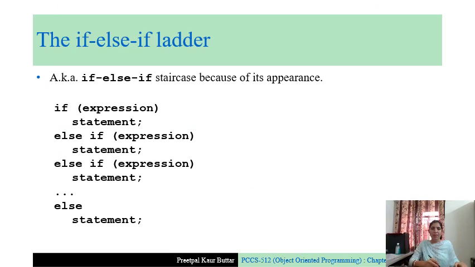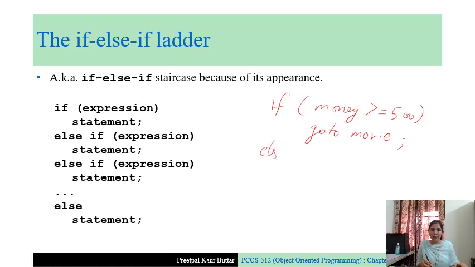So the if else if ladder has a general form like this. Here we have an if expression. For example, if money is greater than or equal to 500, then go for a movie. This is the first action. Now the second action can be written as else if.